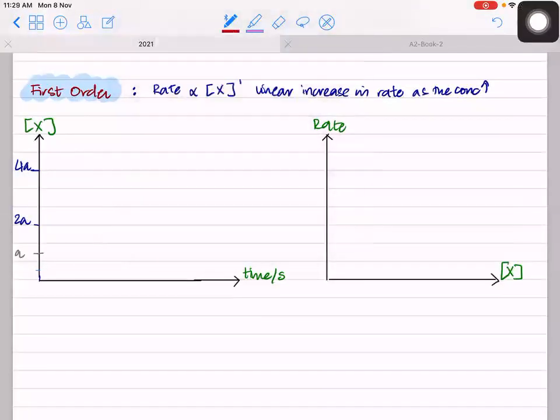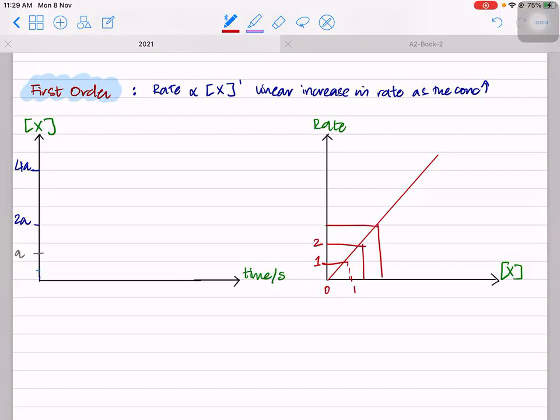I told you they are related how? Linearly. So if you have first order, the rate concentration graph looks like this. And let me show you. For example, this was my initial concentration, 0. Now, if I make this 1, my rate will also increase by the same amount. If I make it 2, 3, or 4, my rate will also increase by the same amount. If I increase the concentration by 5, my rate will also increase by 5. Do you see? It's a linear relationship.